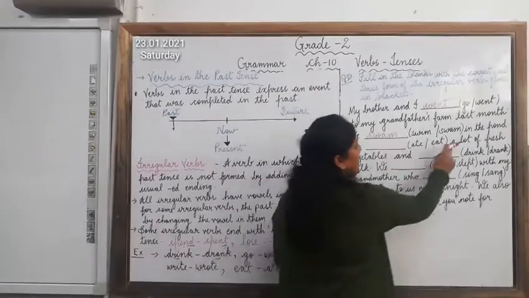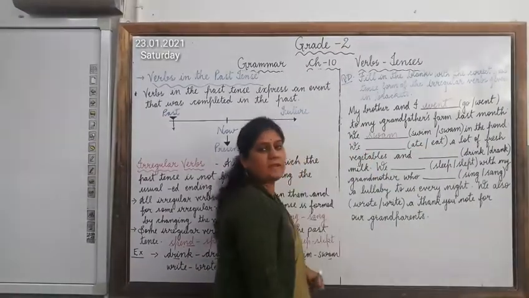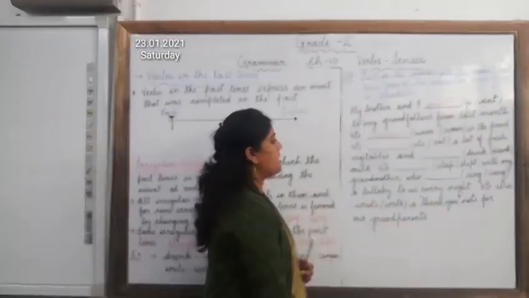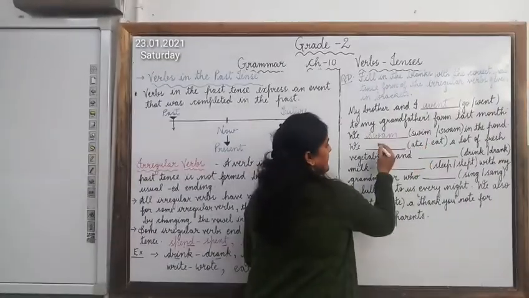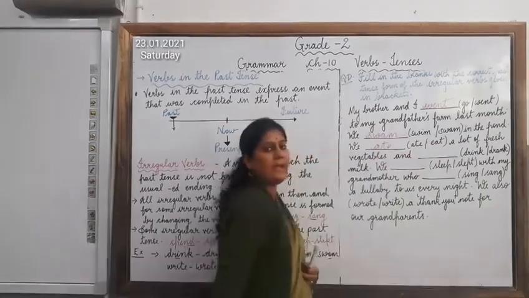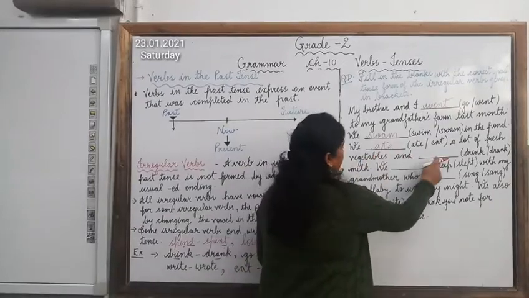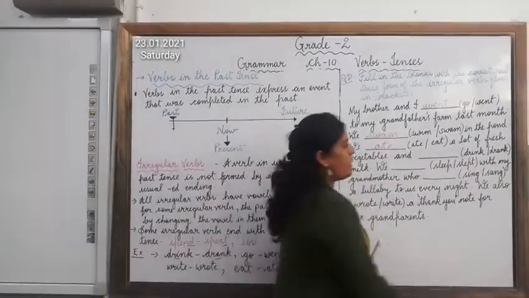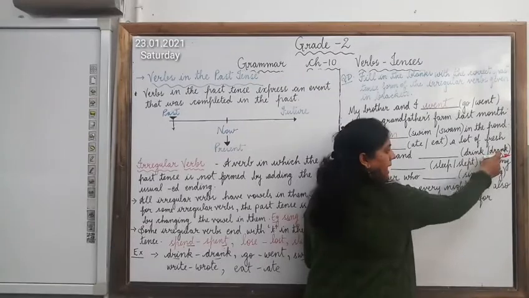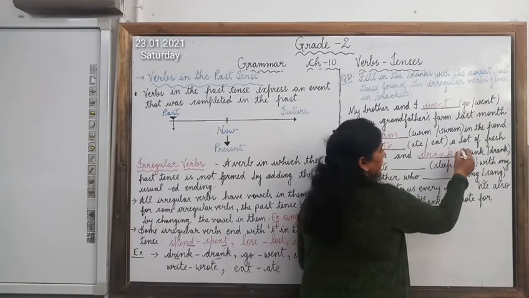We blank a lot of fresh vegetables. Ate or eat? Which is the correct past form of this? Yes, A-T-E. The past form of eat will be ate. A-T-E, ate. Vegetables and blank milk. What is the correct answer here? Drink or drank? Yes, drank. The past form of drink will be drank.